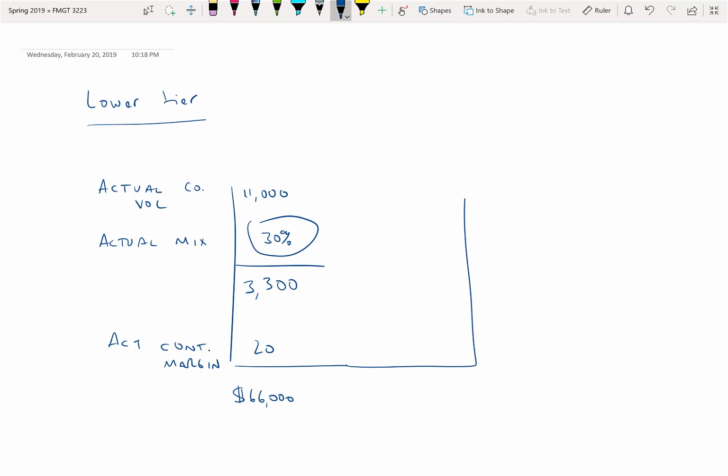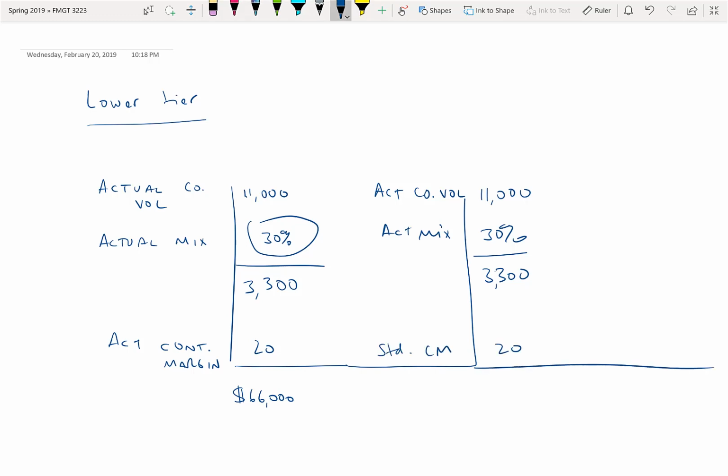Okay, and if we go down the middle post now, we're going to take our actual company volume again, which is 11,000 tickets. Our actual mix was still 30%, but here what we would do is we would put our standard contribution, which in this case in the question was told to us as $20 as well. My apologies for putting this backwards here, this is our standard contribution. Now in this case, we're not going to get a variance between here and here, and this would be your flexible budget variance. But here the standard and actual contribution margins were exactly the same, so we don't see a variance here.